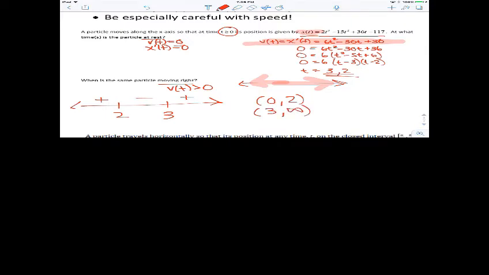And I would be ready to explain that, right? Because x prime of t is greater than 0 on those intervals, right? Or you could say v of t as long as you defined it there.